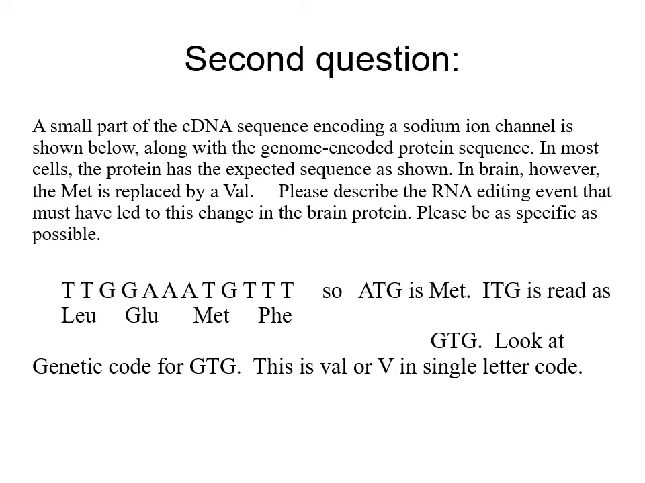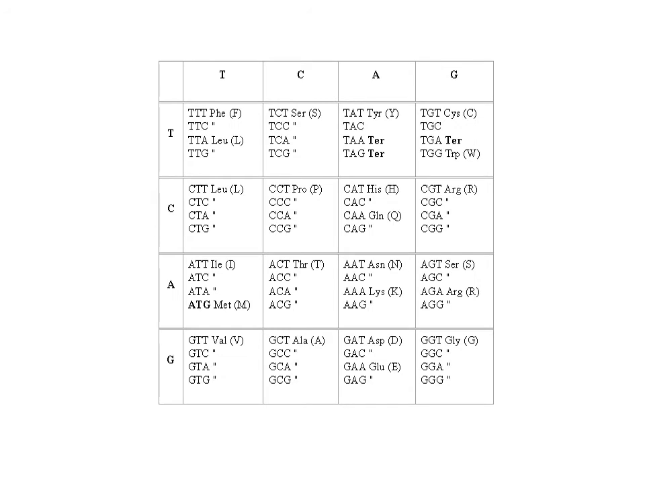Okay, so we've got this methionine here, which is an AUG or ATG codon, and we're told that it's replaced by a valine. Well, so we take our ATG, there's only one A in it, change that to ITG, which is the inosine, and that's read as GTG. So we can look at the genetic code for GTG, and we can see that it encodes a valine. Here's our genetic code.